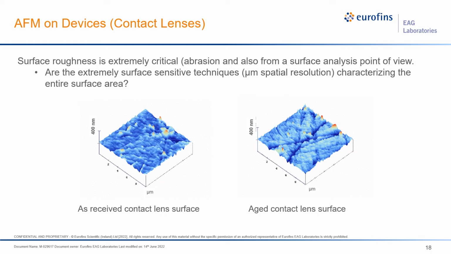A classical example shown here is of an as-received and a used contact lens, and each notch in the Z scale bar is 400 nanometers, indicating that the surface roughness is significantly greater than the analytical depth of common surface analytical techniques of about 5 to 8 nanometers.